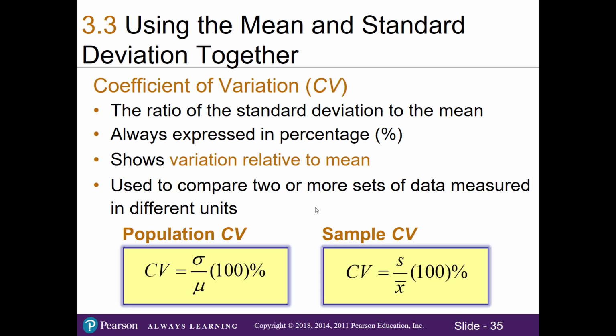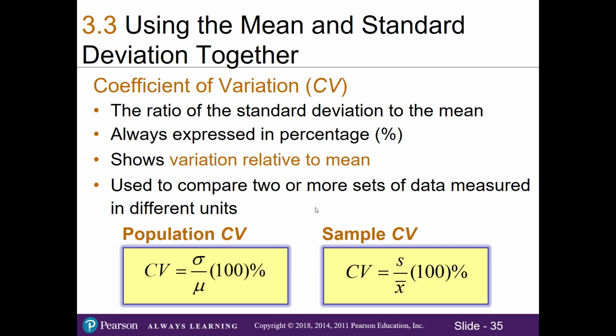Recall in the previous videos, we learned about the mean and standard deviation as the two most commonly used measures in business. The mean is a measure of center and location, whereas the standard deviation is a measure of variation. Together, this allows us to calculate something called the coefficient of variation. This is the ratio of the standard deviation to the mean, and it's always expressed as a percentage.